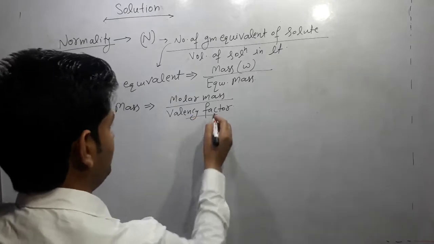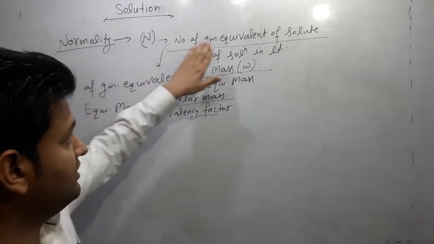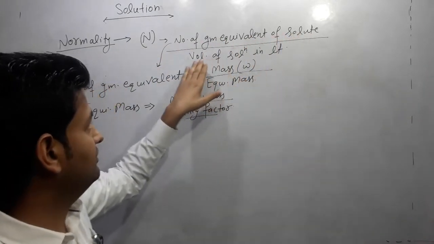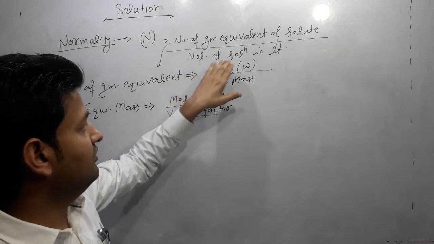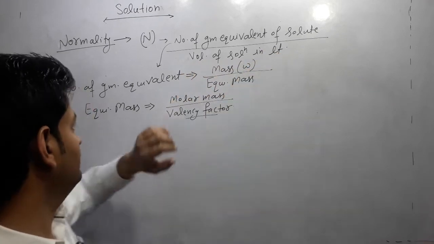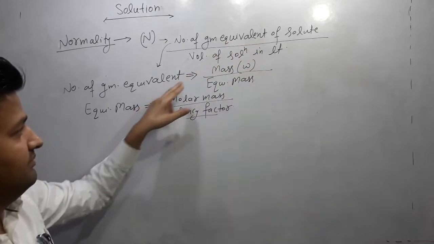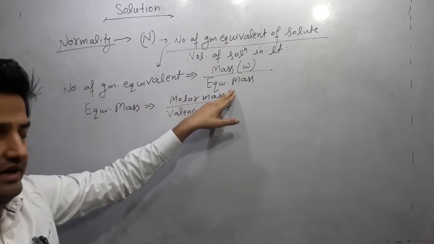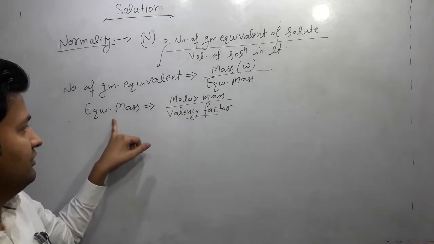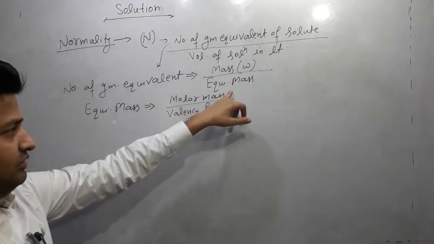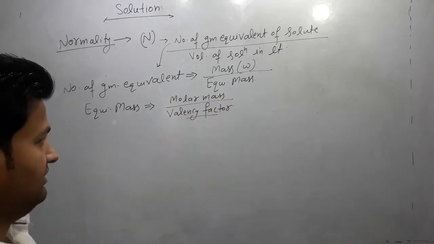What is the valency factor? Normality is the number of gram equivalents of solute dissolved in 1 liter volume of solution. So it can be calculated as the number of gram equivalents, given by mass divided by equivalent mass. And how do you find the equivalent mass? That is molar mass by valency factor.